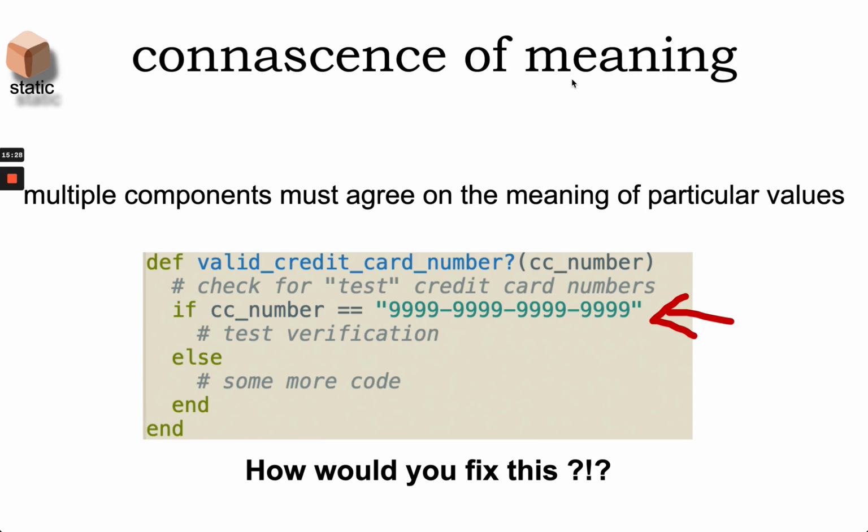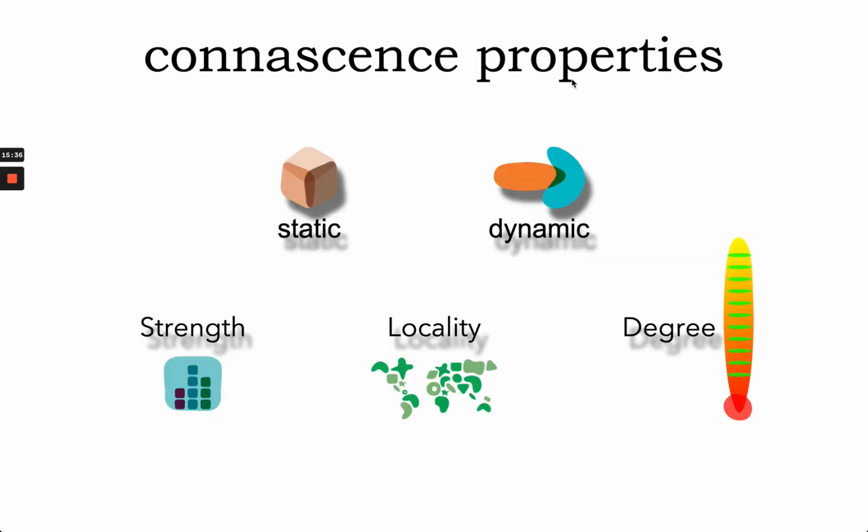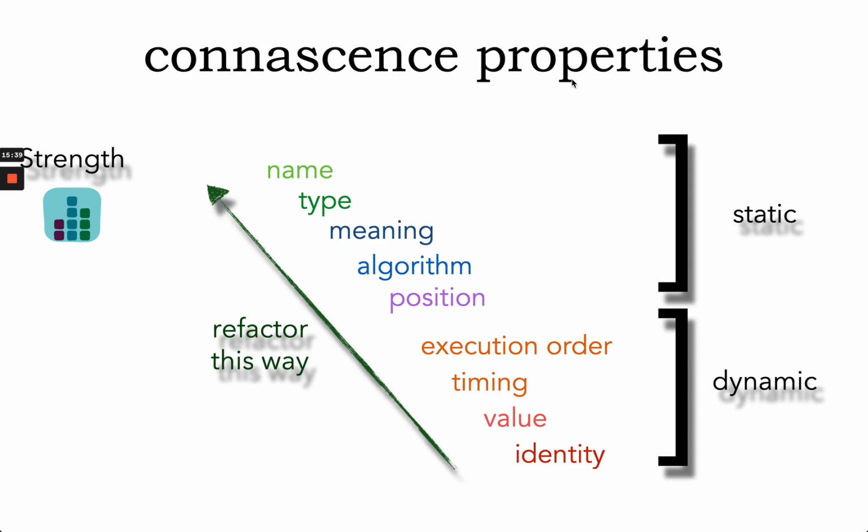What we're really doing here is moving it from connaissance of meaning to connaissance of name. Meaning means that I have this magic string embedded there. If I make it a named constant or make it a parameter, I'm moving it up to connaissance of name, which is the most desirable kind of coupling. And so the green to red is pertinent here. Red is the worst kind of coupling you can have, up to the best kind. And in general, you want to refactor up and to the left. So this is good advice.